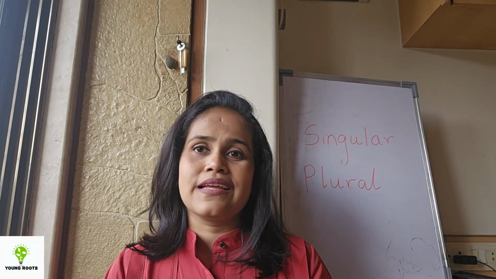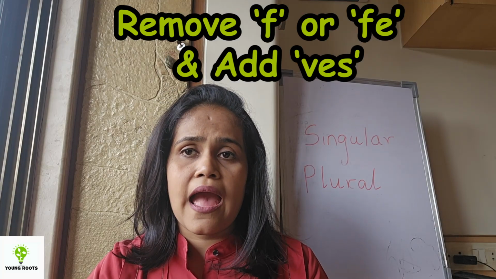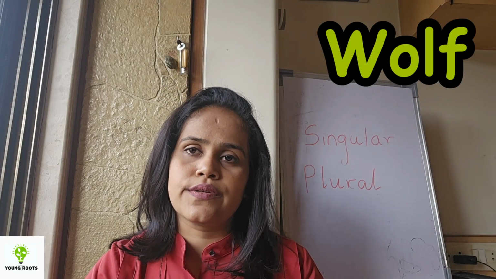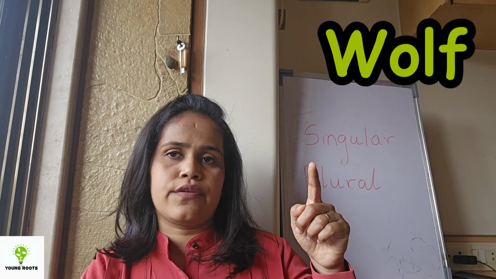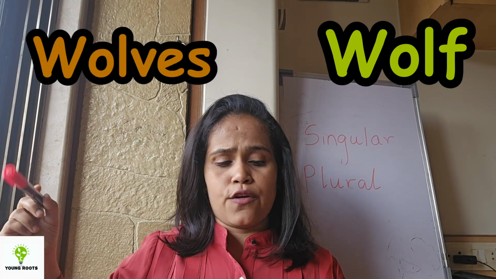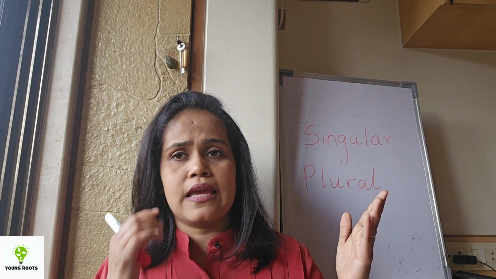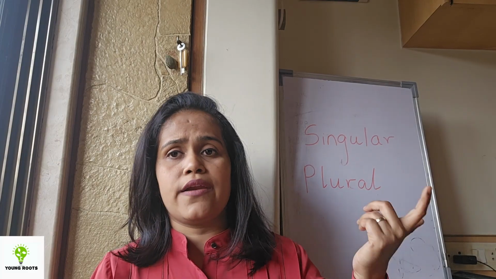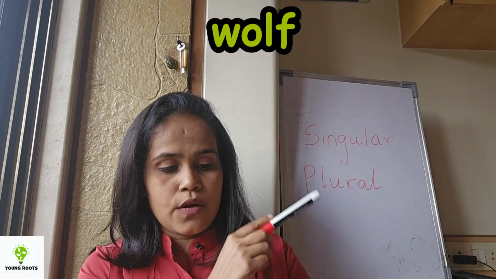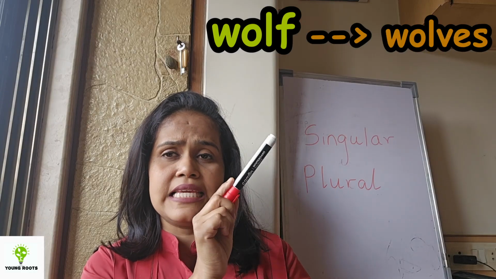Okay. Next one, words ending with F or FE, add VES to that word. For example, wolf, W-O-L-F, remove the F and you add VES, wolves. Okay, so this is a simple rule. Words ending with F or FE, you remove the F or FE and you add VES to make it plural. So here is the word list. Wolf, you make it plural by wolves.